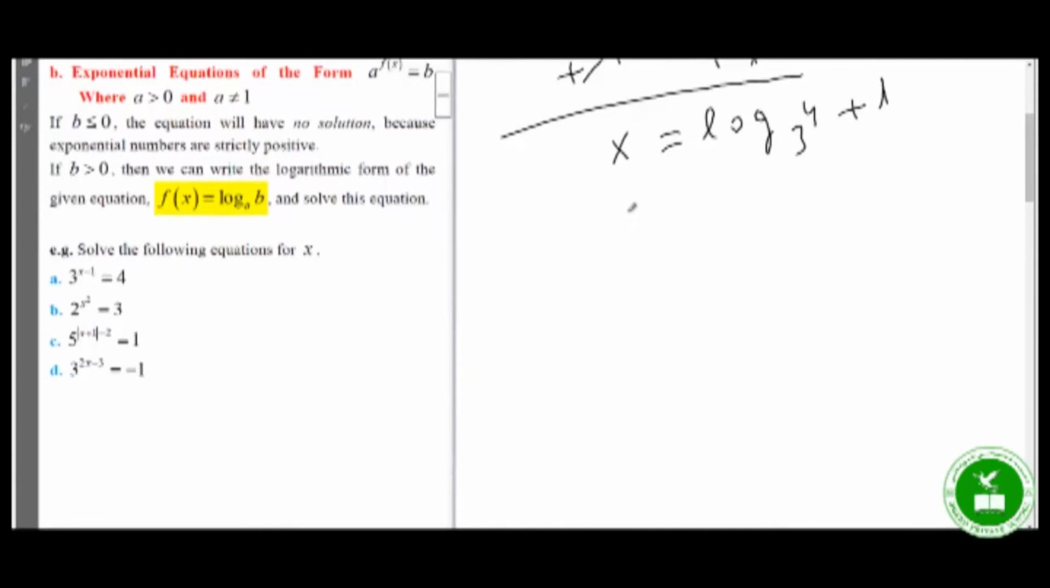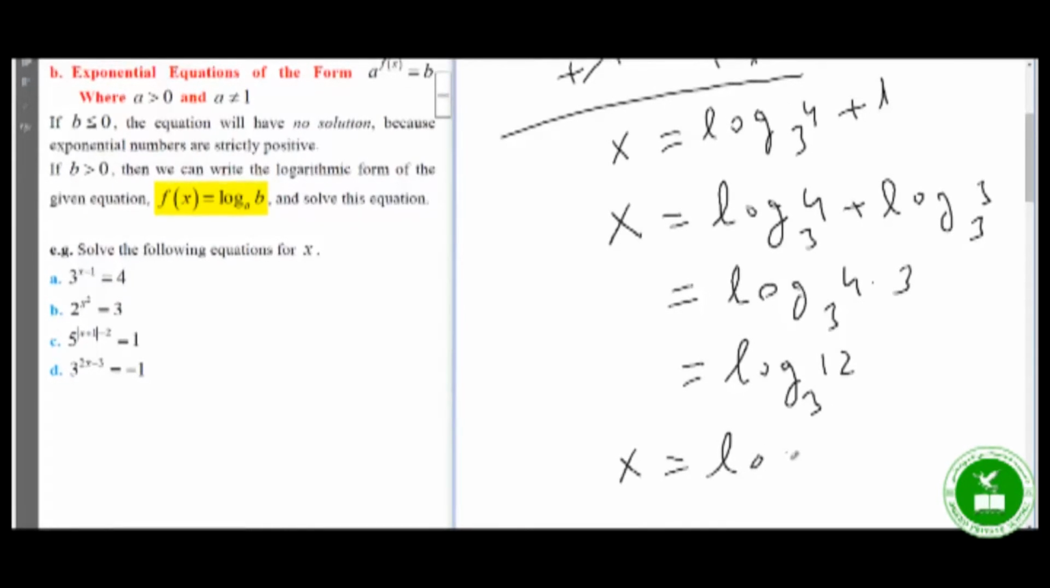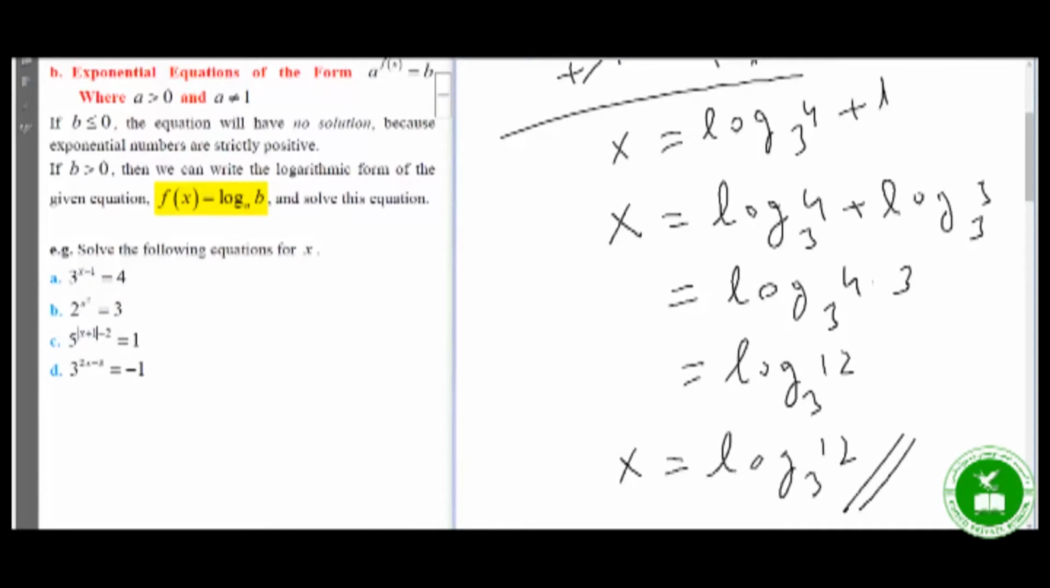We can continue after this. We can write 1 as logarithm of 3 to base 3. So x is equal to logarithm of 4 to base 3 plus logarithm of 3 to base 3. By using the properties of logarithm, we can change the addition to multiplication like this: logarithm of 4 times 3 to base 3, which is equal to logarithm of 12 to base 3. So x is equal to logarithm of 12 to base 3 is the answer.